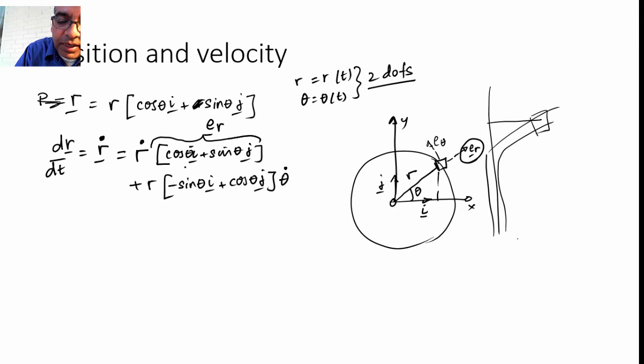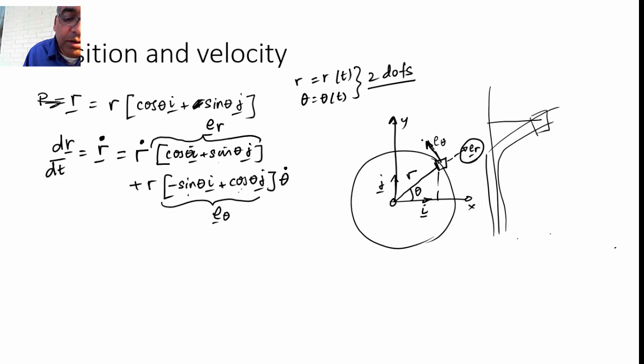And notice, if I take the dot product of these two things, cos theta i plus sin theta j, and minus sin theta i plus cos theta j, you will get 0. So this is perpendicular to it, and that's e theta. So this vector is e theta. Mathematically speaking, instead of writing cos theta i plus sin theta j and all these things, we just use the short notation e_r and e theta. Physically speaking, e_r points this way, e theta points that way.